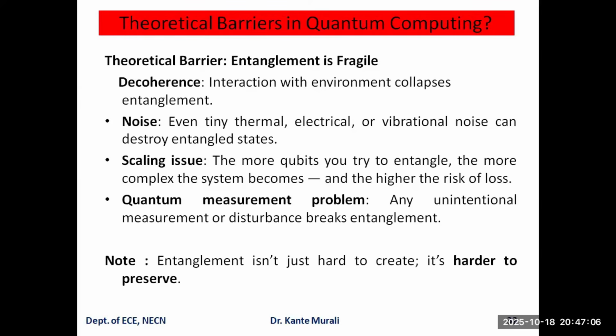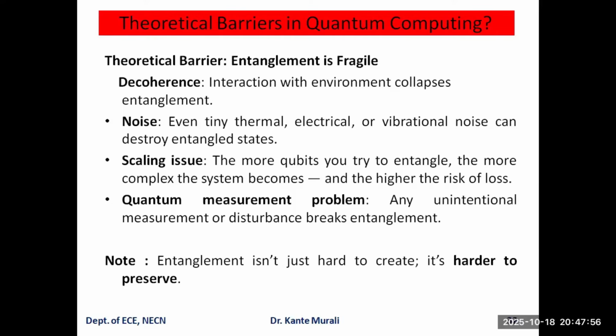But as I mentioned, unfortunately, it is fragile. Let us see what the sources are. Entanglement is like a soap bubble. It can be easily destroyed by even the thinnest disturbance. That means it's very, very sensitive, like a soap bubble that may pop due to small or teeny disturbances. Let us see the various sources which cause the fragility in entanglement.